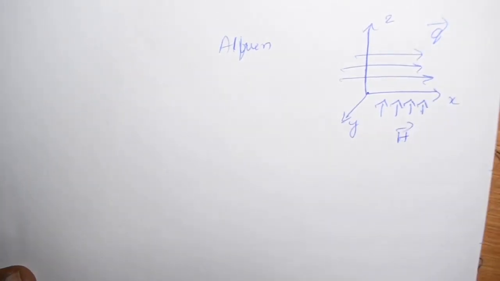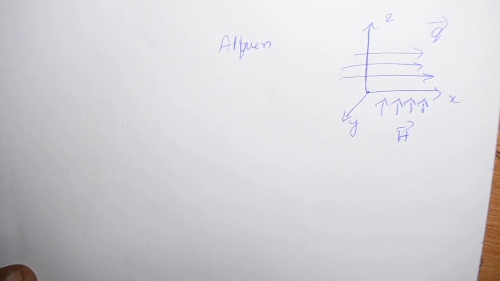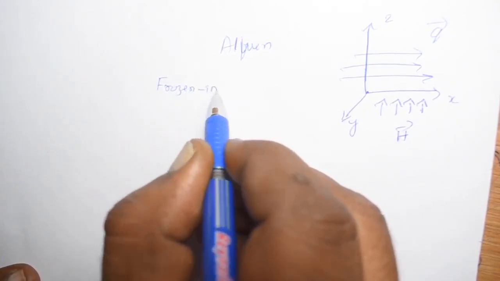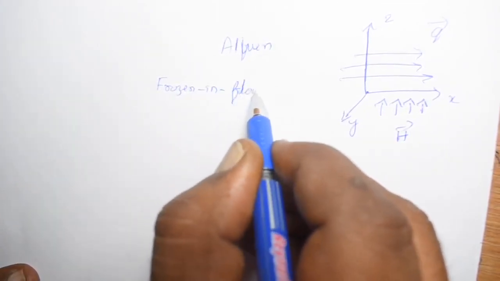And they have assumed that all the variables are functions of x only, so you can find changes only with respect to x, and with respect to y and z, the functions do not have any variation, which means the derivative will become 0 with respect to y as well as z. Then we have to show the frozen-in flow condition.